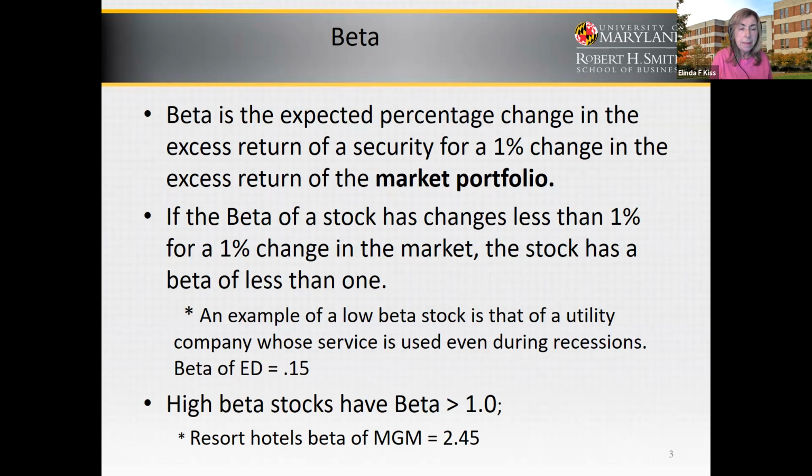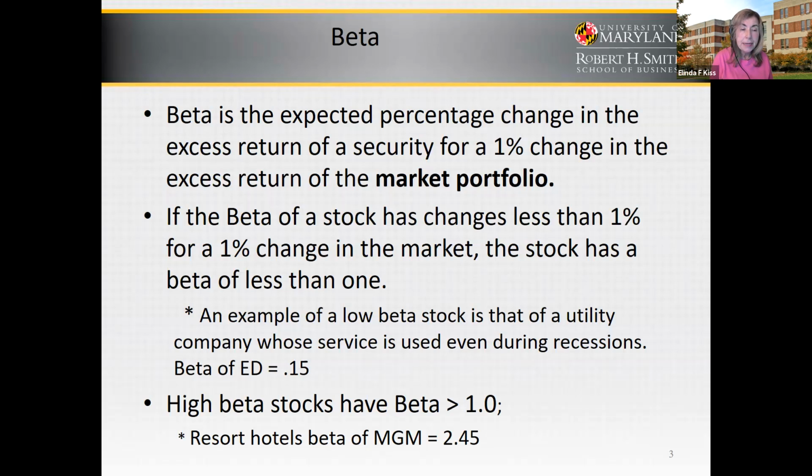You can think of a beta of 1 as representing an average exposure to systematic risk. The risk of an average stock is 1. The beta of the market is 1. The beta of a stock that moves more when the market is going up or down is going to be a beta greater than 1. If it moves less than the market, its beta is going to be less than 1.